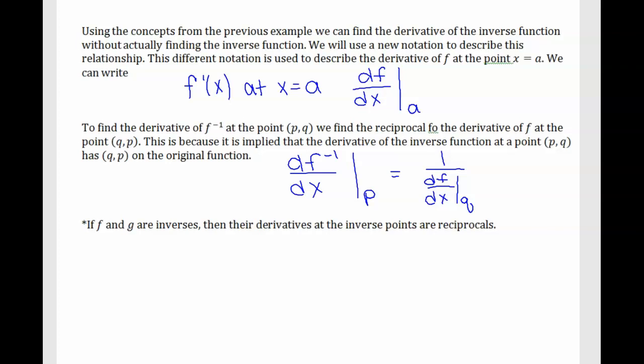And then you are going to compare, so the derivative of the inverse with respect to x at point P is equal to 1 over the derivative of f at point Q. So to find the derivative of the inverse at point P, we find the derivative at point Q. So to find the inverse derivative at P, we find 1 over the derivative at Q.